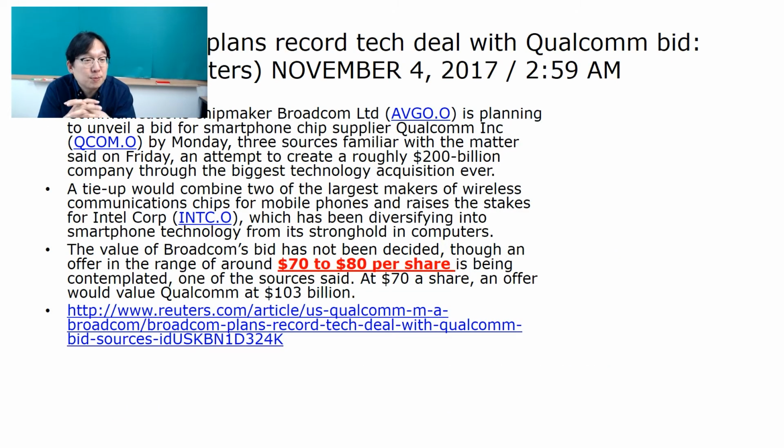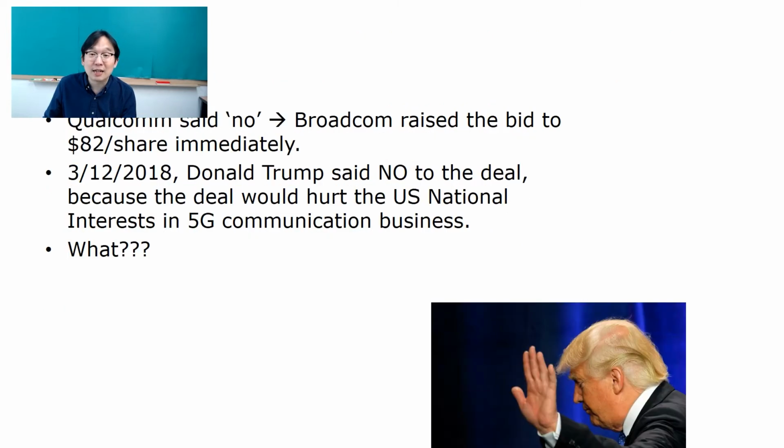It's self-explanatory. What is important is that these are semiconductors, the chips that go into your smartphones and telecommunication chips and routers and all this kind of telecommunication related stuff. How much they offered is not that important right now, but the important thing is that after the initial bid, Qualcomm said no, so Broadcom raised their bid to $82 per share immediately.